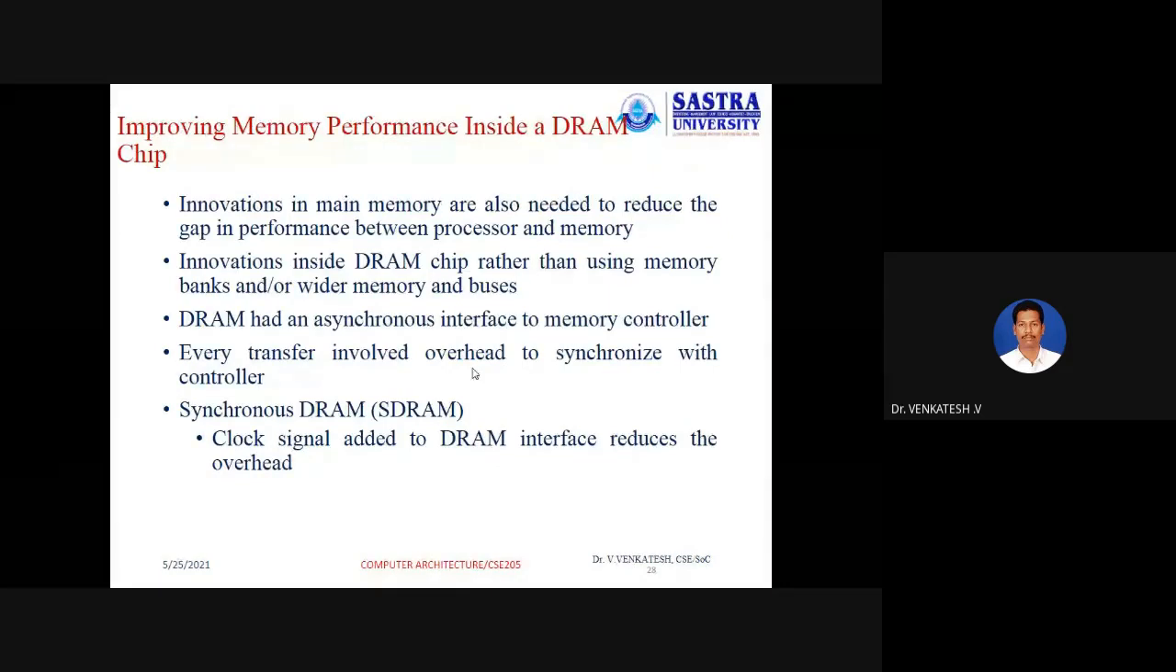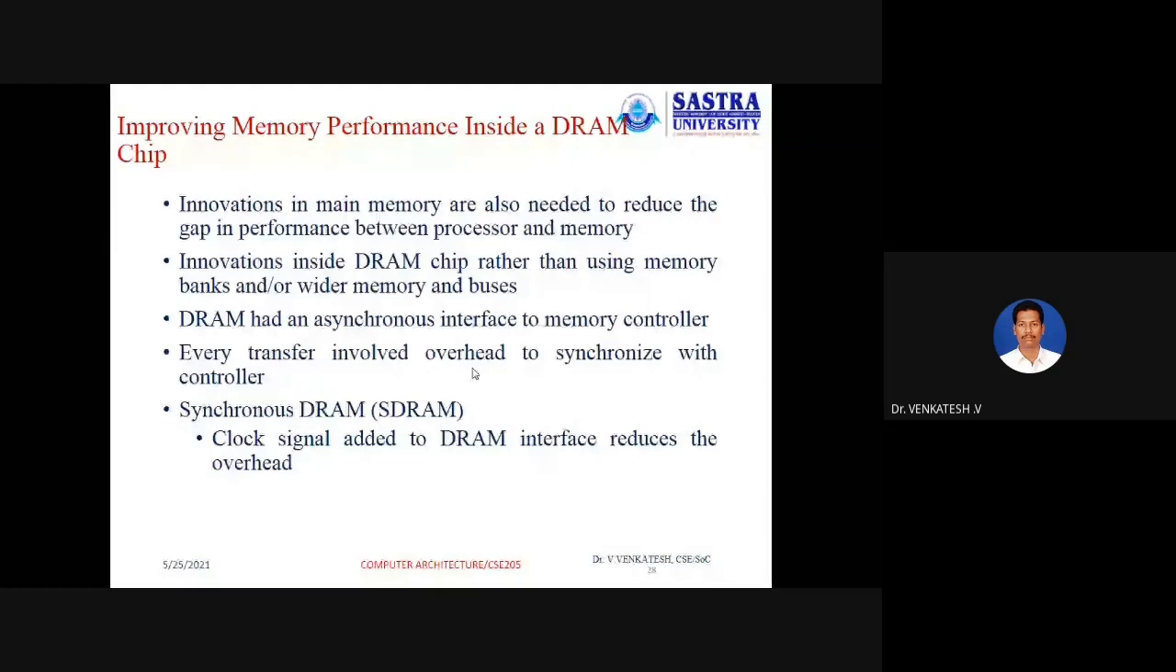So if we have a dynamic RAM, how can I improve the memory performance inside the DRAM chip? We need some innovation. We are going to use some innovative technology, and improve the design in order to improve the performance of the DRAM.